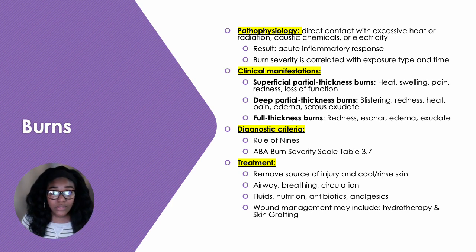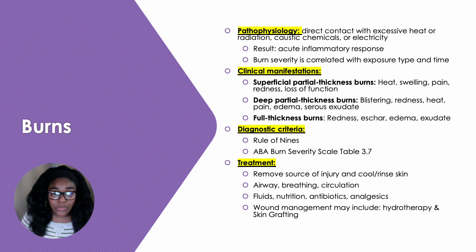within that trigger, whether it's heat, radiation, chemicals, electricity. As far as your diagnostic criteria, you have the rule of nines, and you also have the ABA burn severity scale. As far as treatment, you want to remove the source of injury and cool and rinse the skin depending on how severe that burn is. You want to ensure that if it is a severe burn and it's diffused throughout the body, that you protect that individual's airway, breathing, and then you focus on the circulation.